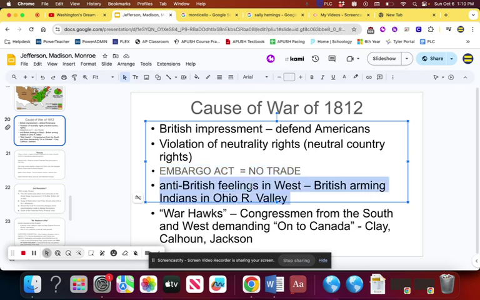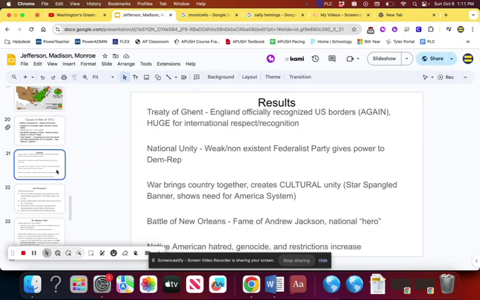We also have some issues out in the area where we bought Louisiana, where the British are trying to bribe the natives to cause us issues and problems, which is really going to upset us. So anyways, we fight the War of 1812 with the British. It's a fairly boring war, except for a couple events.